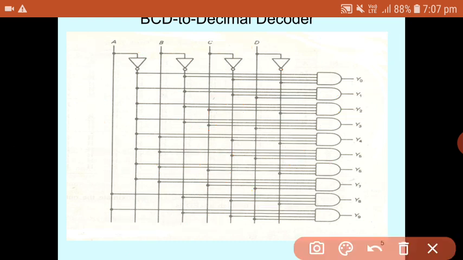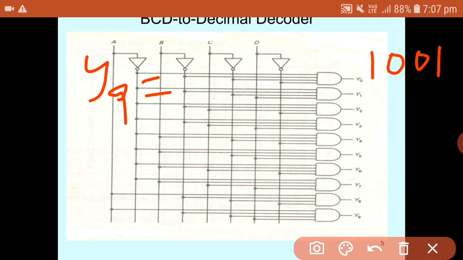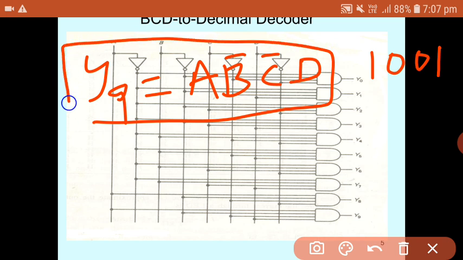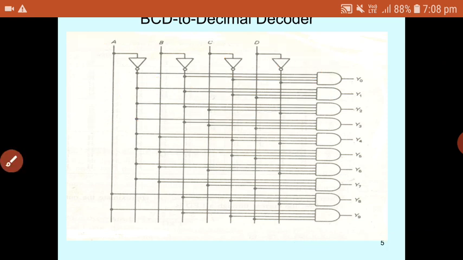Similarly, you can write down the expression for the last one, y9, which is the 1001 input combination. That means it will be A, B bar, C bar, D. So this is the expression for the y9 output. After writing all the expressions from y0 to y9 in the form of input lines A, B, C, D, you can realize it with the help of logic gates like this. So this is the simple realization of BCD to decimal decoder.